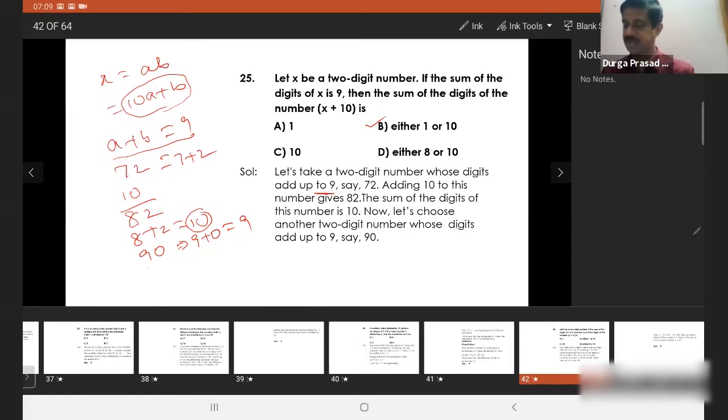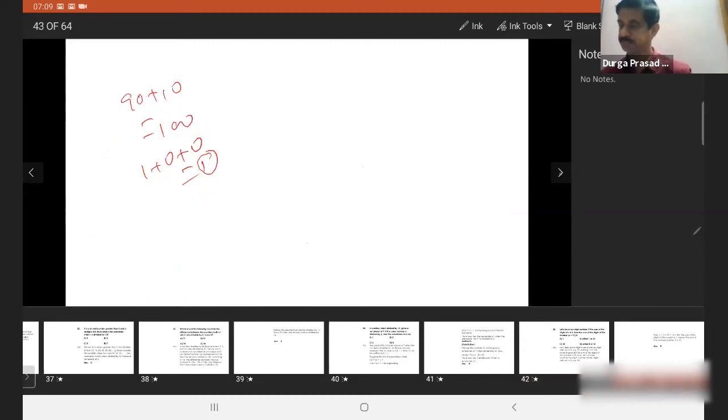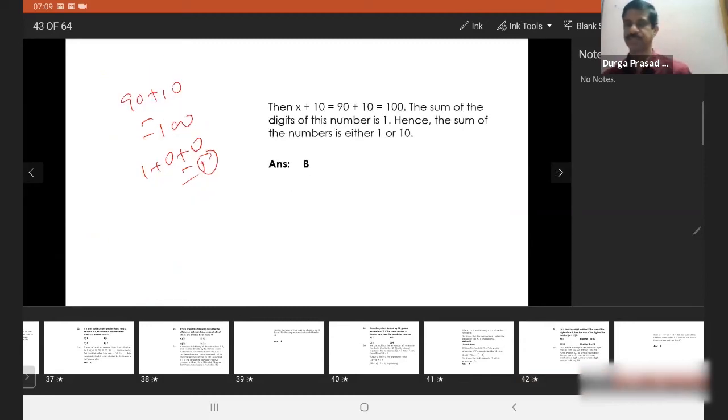You take any other number, children, you'll get the same. 63, let us say. 6 plus 3 is 9. 63 plus 10 is 73, and the digit sum is again 10. So either 1 or 10 you'll be getting. Okay, please note it fast. Let us go to the next question. Next page. Please note it fast, quick.